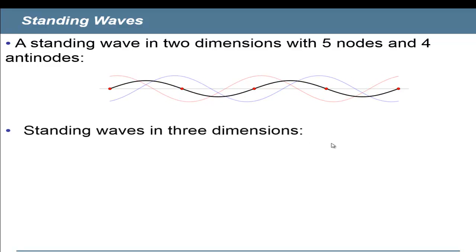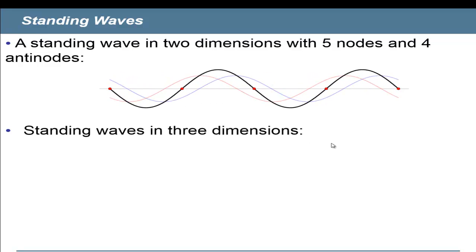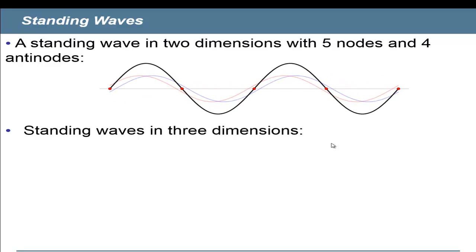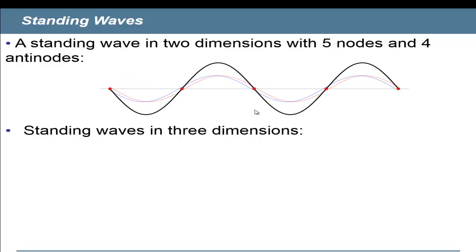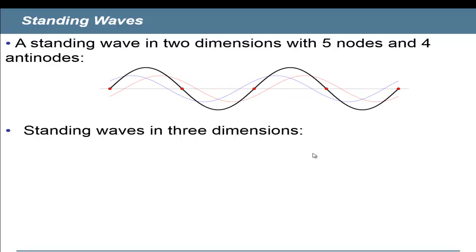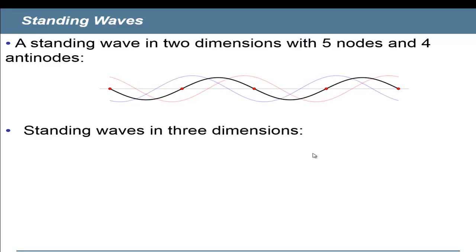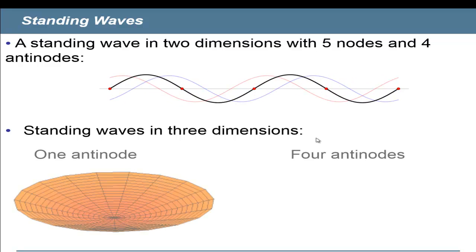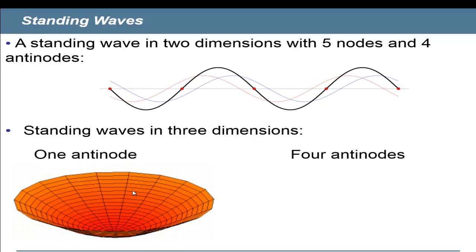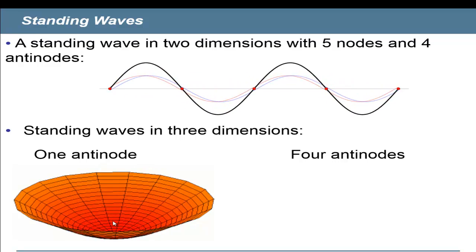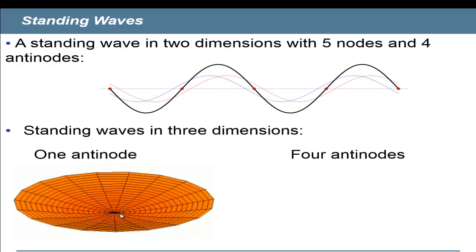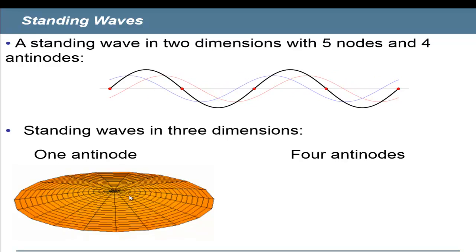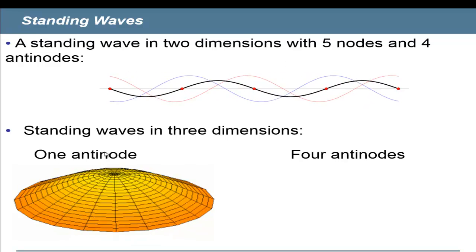Now we can also extend this to standing waves in 3 dimensions as well. We won't cover this a whole lot mathematically, but I think it's very interesting. It can make some cool graphics anyway. So let's say we have just one antinode. We would get something here that's just oscillating up and down. It hardly even looks like a wave. There's just one antinode right here in 3 dimensions.